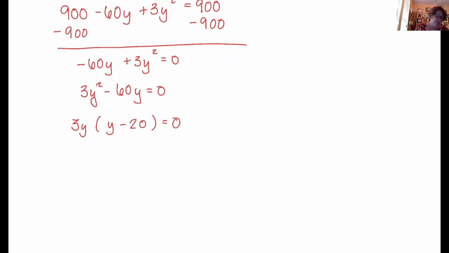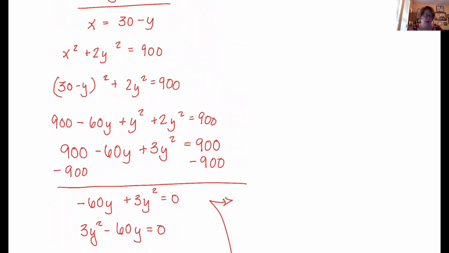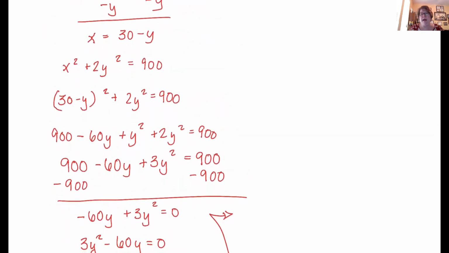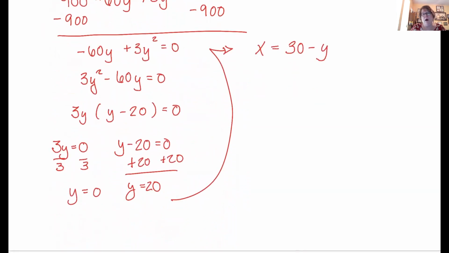Now we set each factor equal to 0. Divide both sides by 3 for the first one, and I get y is 0. Add 20 to both sides here, and I get y is 20. So my two values for y are 0 and 20. When I started solving this system, I solved the second equation for x, so I have that x is 30 minus y. I can plug the two values I got for y into this equation and find the x coordinates for that particular y.